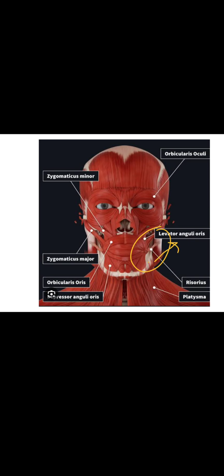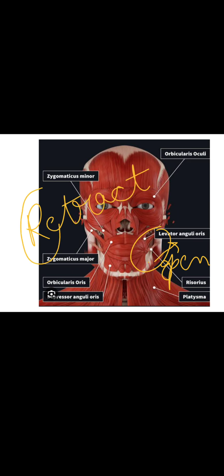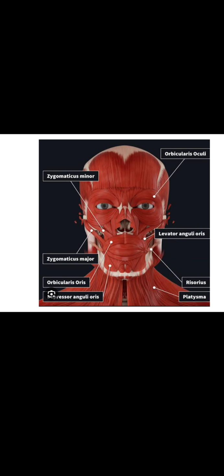So what will it exactly do? It will retract the angle of mouth, that is, it will help in opening of the angle of mouth. Since it is retracting the angle of mouth, you can remember it as R for retract, R for risorius. Okay, now let's talk about orbicularis oris muscle.